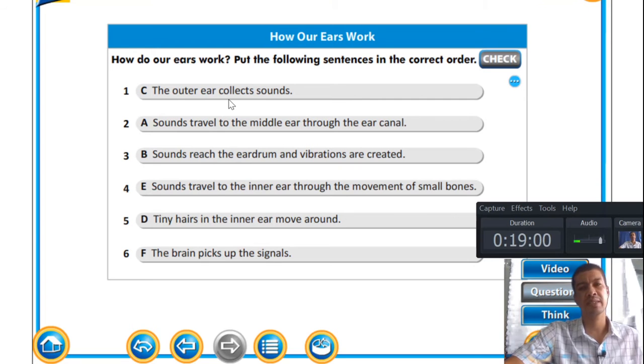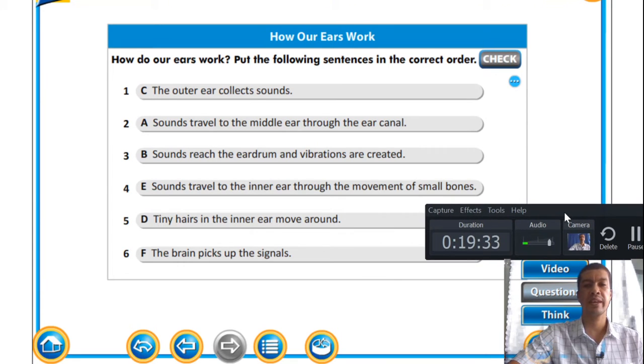The outer ear collects sound, so it enters through the outer ear, and sound travels to the middle ear through the ear canal. Sound reaches the eardrum and vibrations are created. And then sound travels to the inner ear through the movement of small bones. These tiny hairs in the inner ear move around and the brain picks up the signals. Alright, in a nutshell, that's what happens when sound enters our ears. Let's move on to our workbook and then we can conclude the end of 10F.